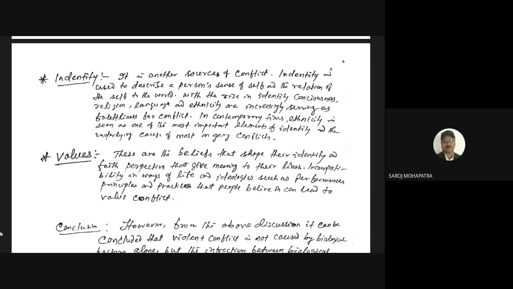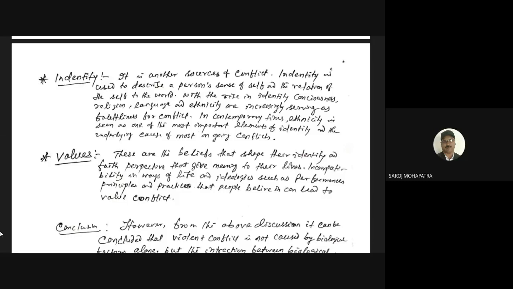Then identity is also another source of conflict. Identity is used to describe a person's sense of self and the relation of the self to the world. What am I, what is my identity? With the rise in identity consciousness, religion, language, and ethnicity are increasingly serving as fault lines for conflict. In the name of religion, some are demanding a separate country.